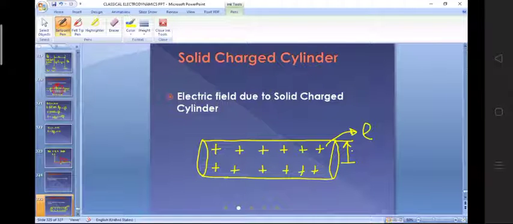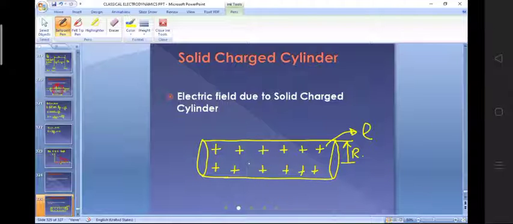Can you do this example yourself? Will you be able to do this example yourself or not? Yes or no? Yes, sir. Will you be able to do this example at your home? Okay, do this yourself.